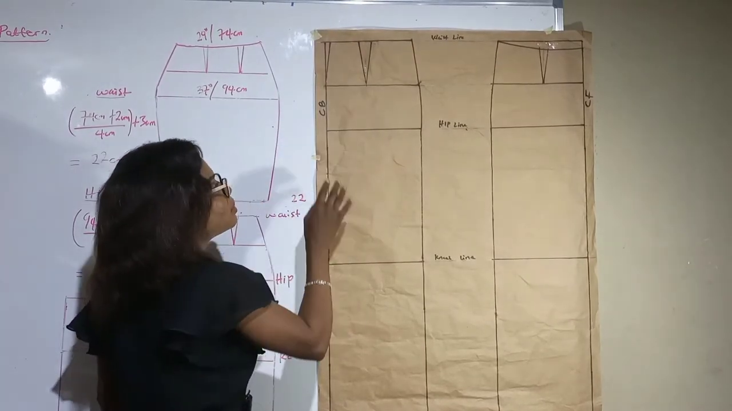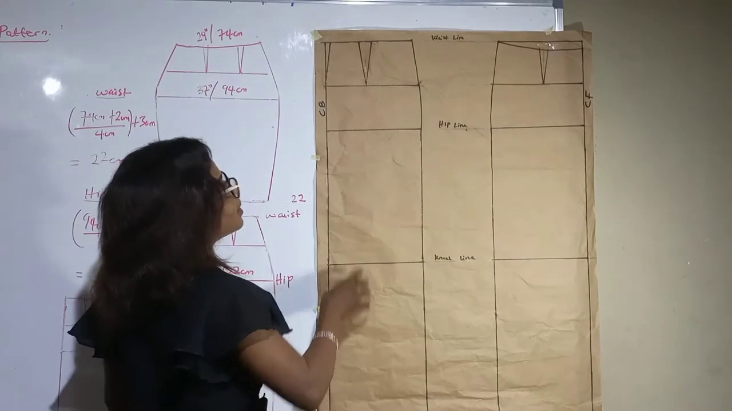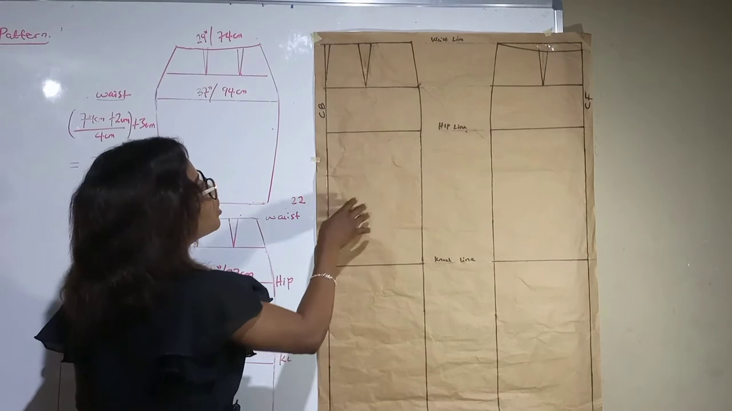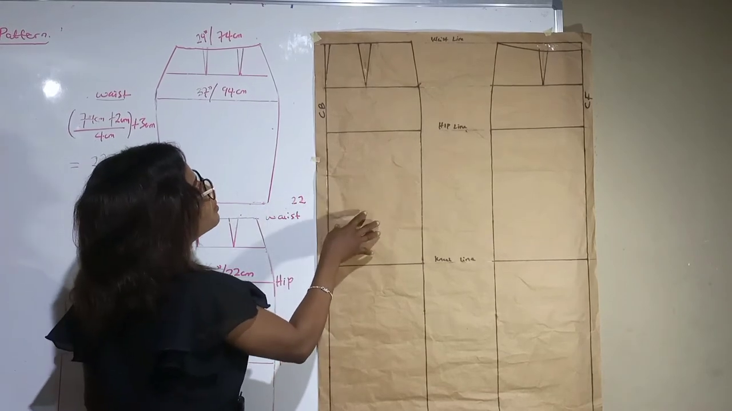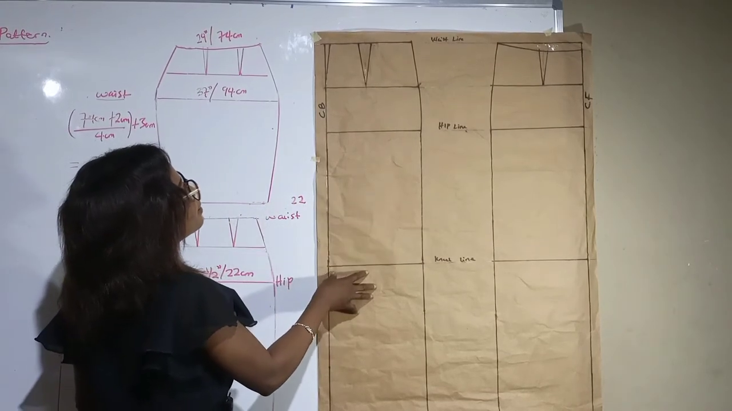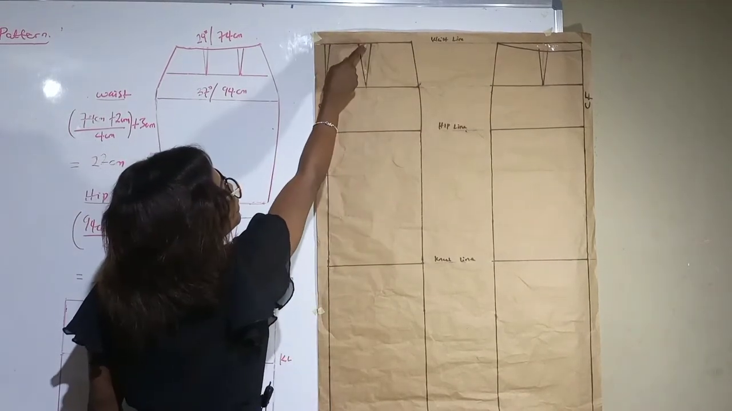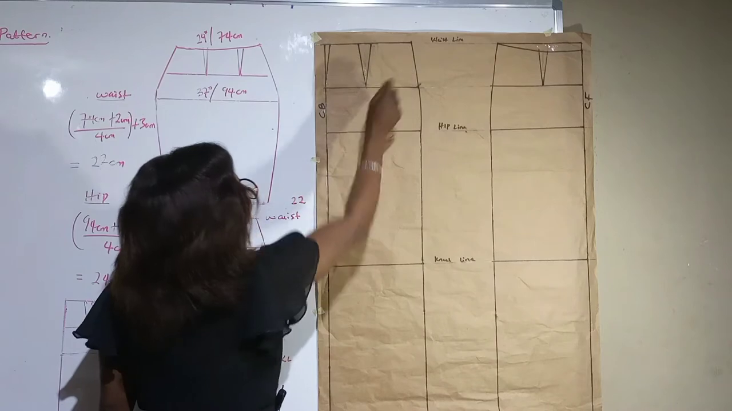Please don't draft a pattern with your bare hand. Get your patterning tools. I also refer you to the video done on patterning tools so that you can know the right thing to use to draft your pattern. So when you get this straight line, it represents your top line or your waistline.